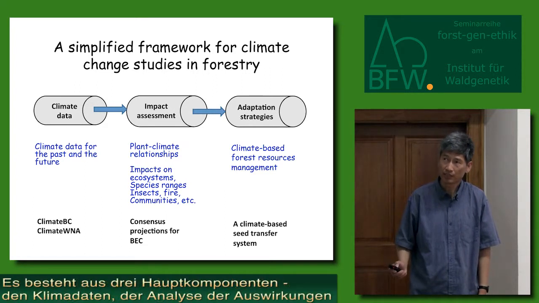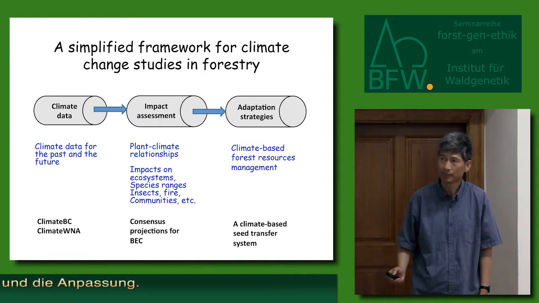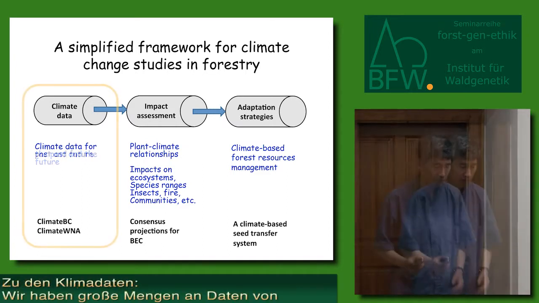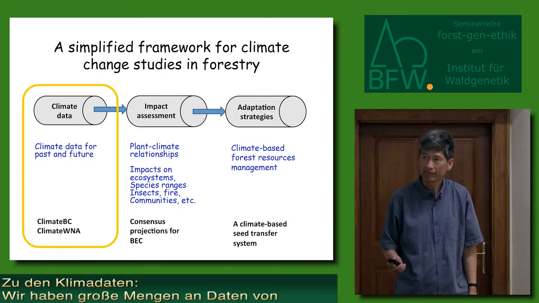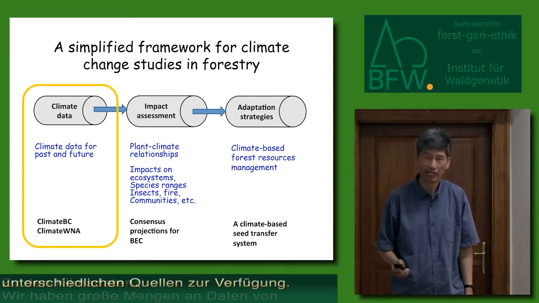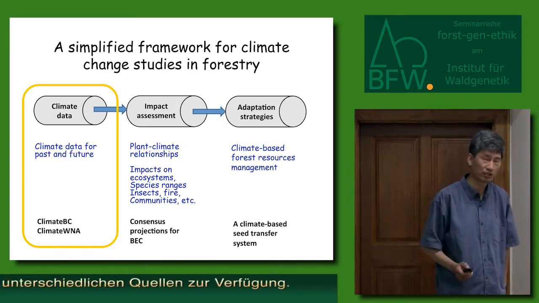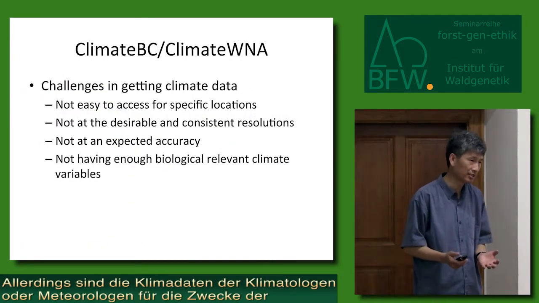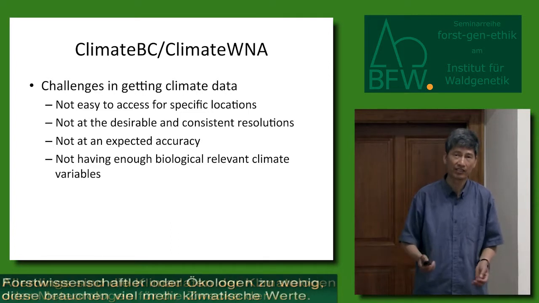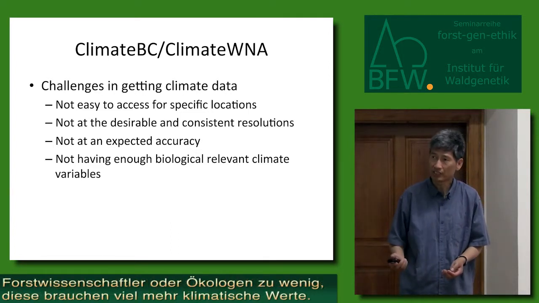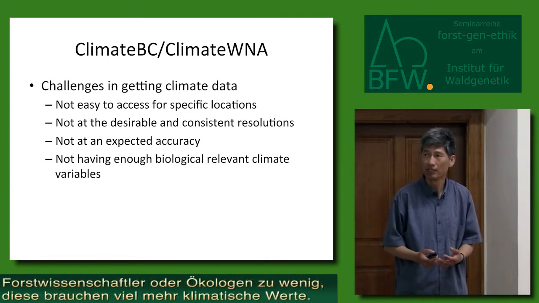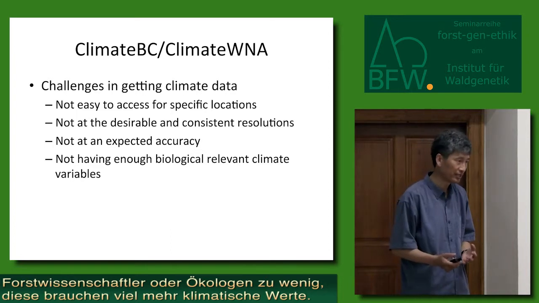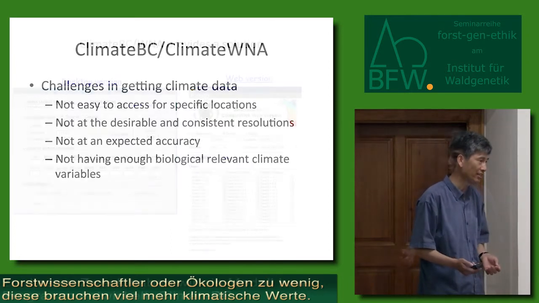This framework contains three major components: the climate data, the impact analysis, and the adaptation. For the climate data, we now have a lot of climate data available from different sources. But the climate variables generated by climatologists or meteorologists reflect their own interests, while foresters and ecologists need many more climate variables than they can provide.